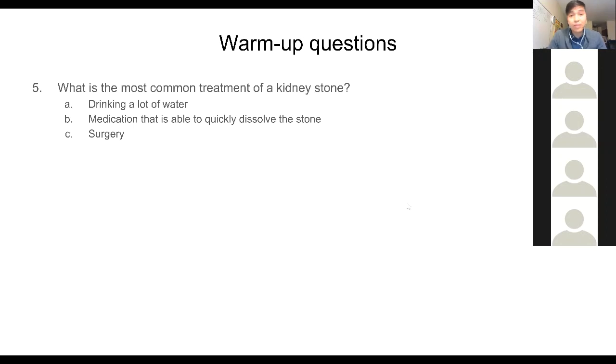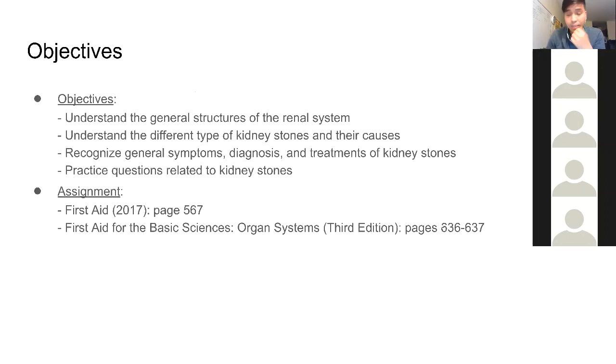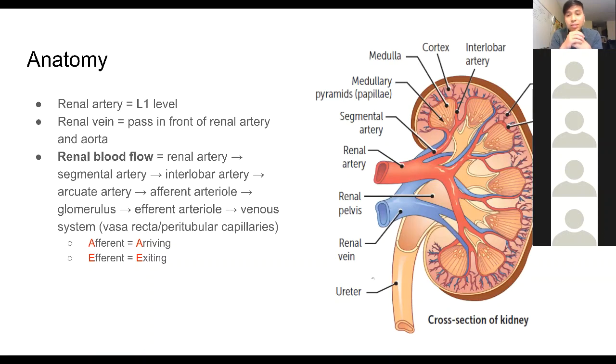All right. The objective for the lecture today is basically to understand the general structure of the renal system. We need to know the anatomy of the system before we talk about the stone. After that, we talk about different types of kidney stones and their causes, usually symptoms, diagnosis, and treatment of kidney stones. Then we can do some practice questions about the kidney stone. Okay. So first, we talk about the anatomy of the kidneys.